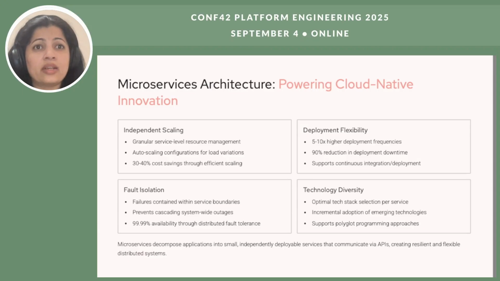Technology diversity, right? Each service can use the most suitable tech stack. This allows incremental adoption of new technologies and supports polyglot programming approaches. This also allows for a certain level of autonomy in the teams. So, microservices are about resilience, speed, and flexibility. They are the backbone of cloud native innovation.